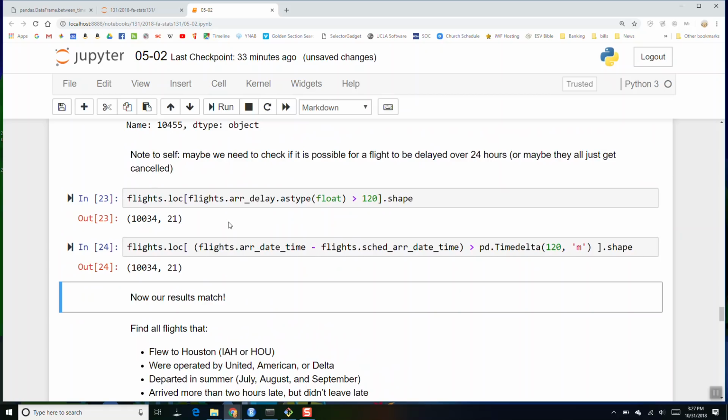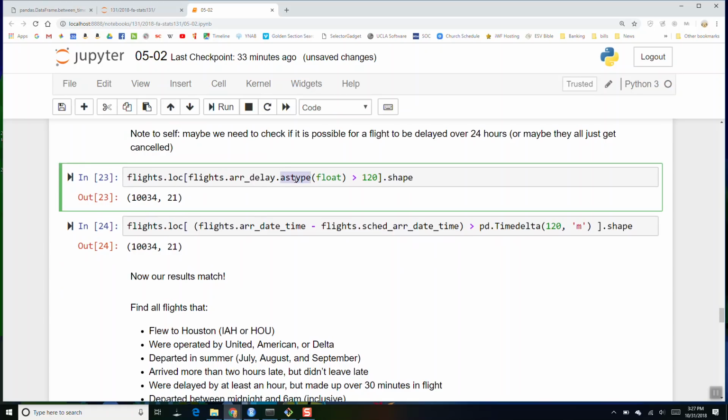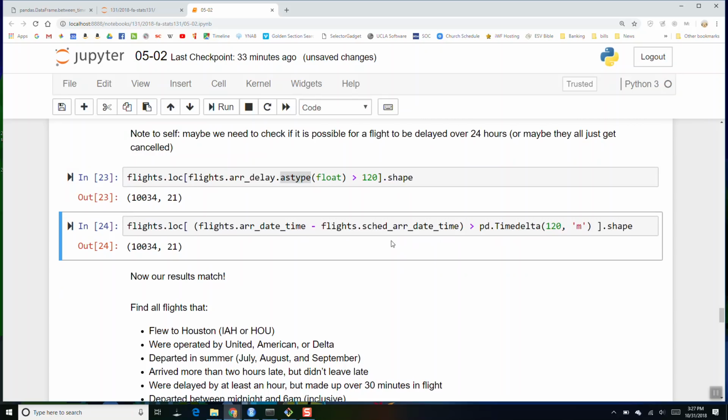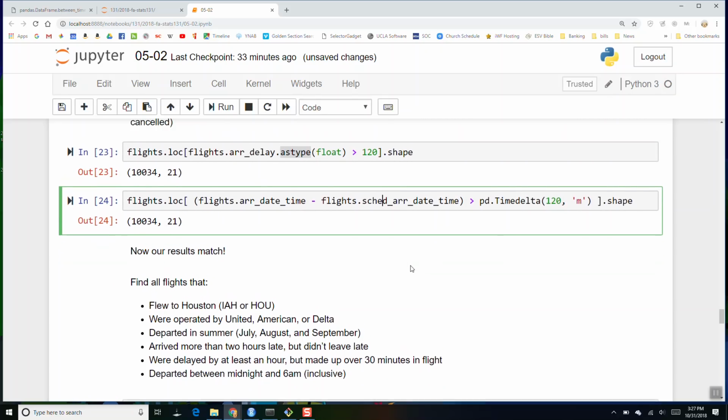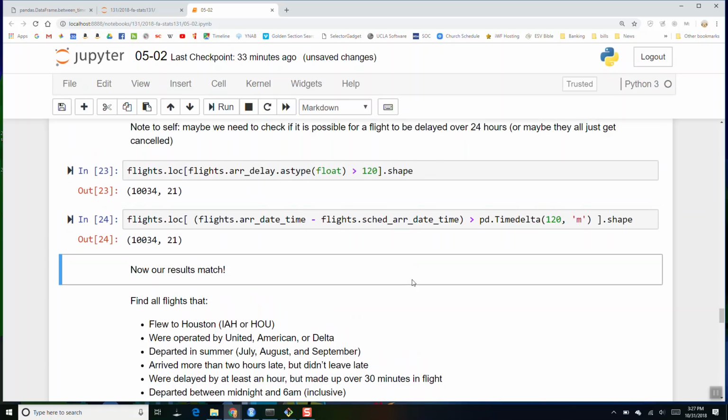Okay, so anyway, now that I've done these corrections, indeed, our things seem to work in that we're getting matching values. If we look at the arrival delay being greater than 120, and then the difference between arrival and scheduled times being greater than a time delta of 120 minutes, we get matching numbers.